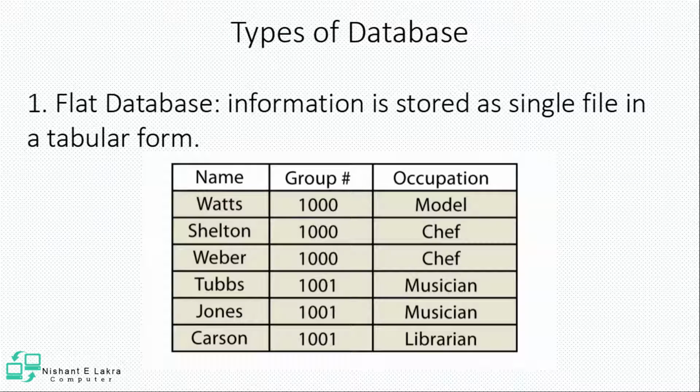Let's understand different types of database. The first one is the flat database. When we understand the word flat, flat refers to a single file. Like you can see on the screen, a flat database is the type of database where information is stored as a single file in a tabular form like this, in tables. So this kind of database is known as a flat database.